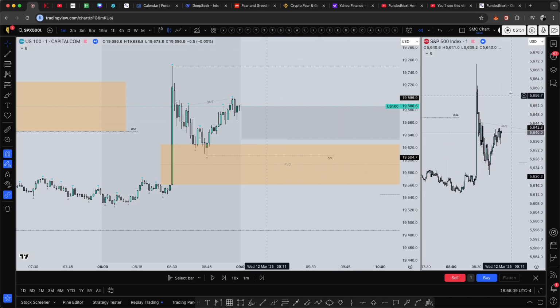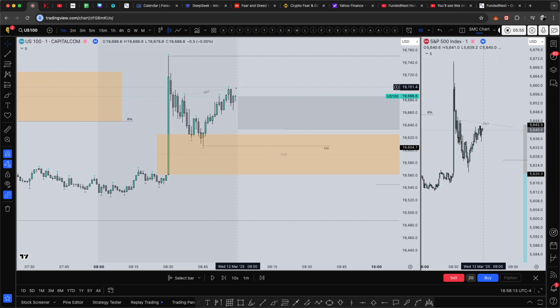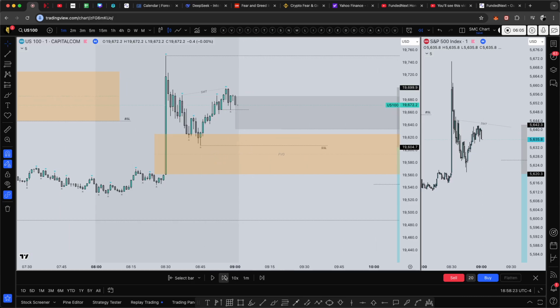If I wanted to see SMT, some sort of divergence at the top and a change in the state so that I can sell, I could probably be looking for sales. So if I get a candle closing below that low, that would be my change in the state of delivery to the downside.